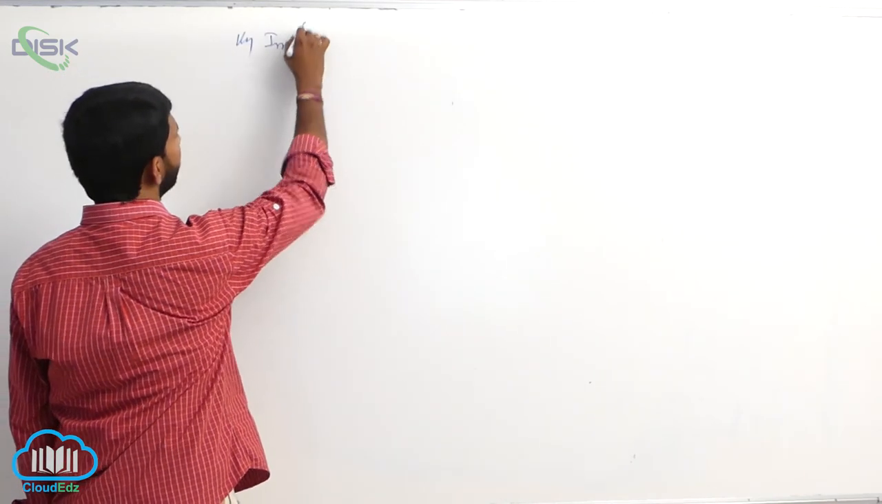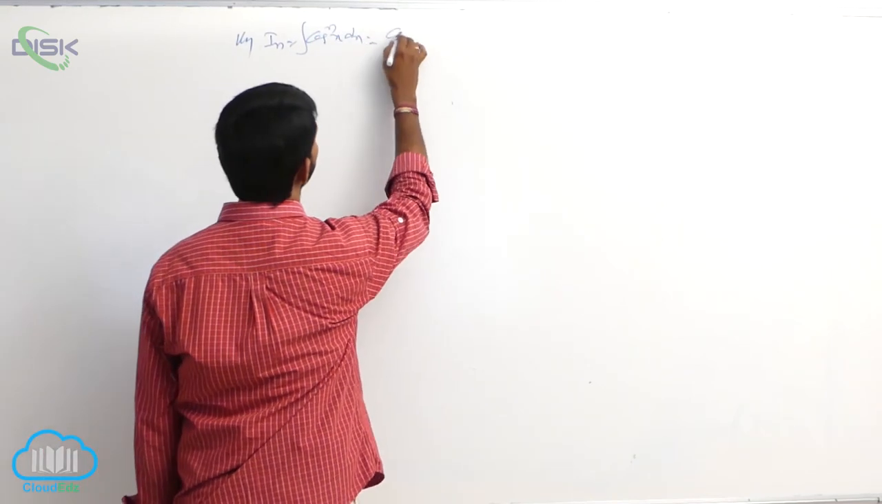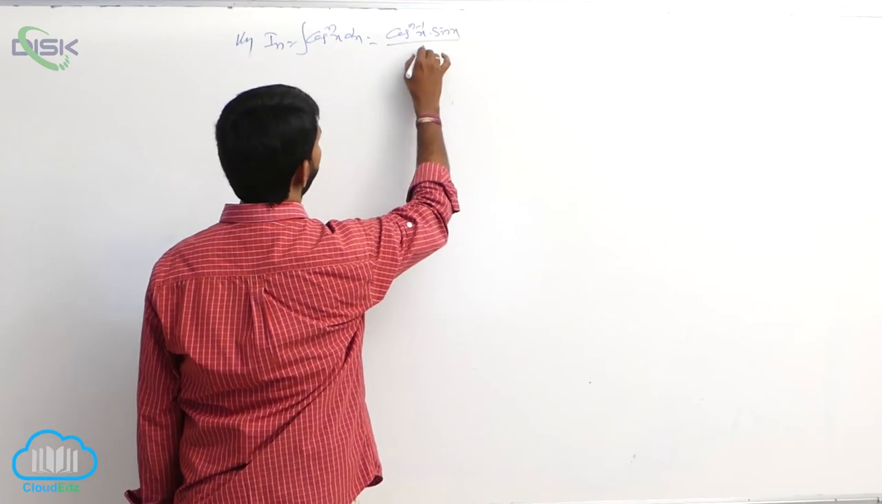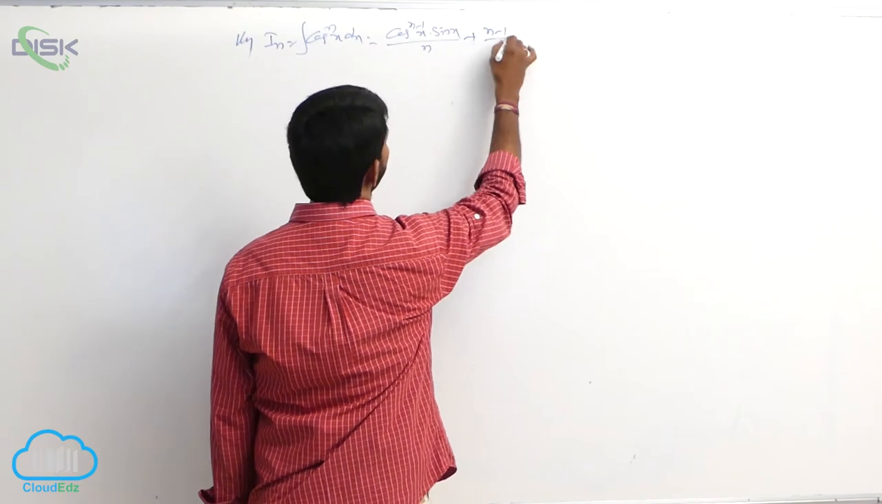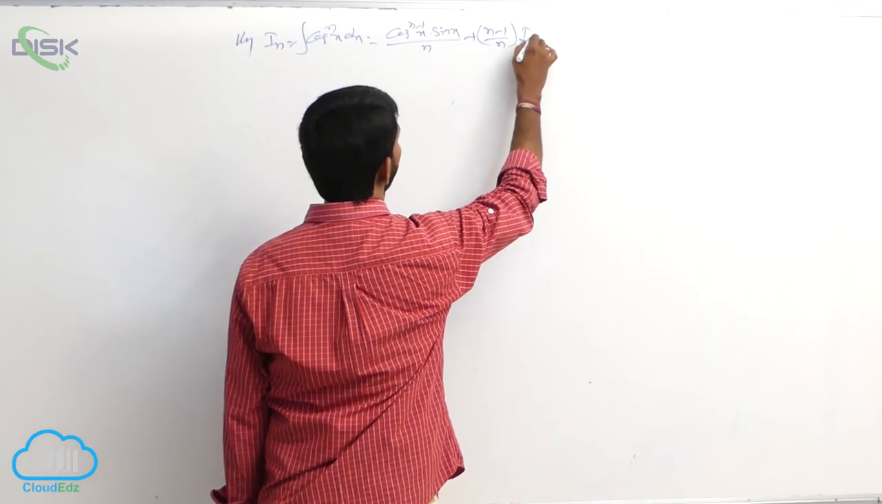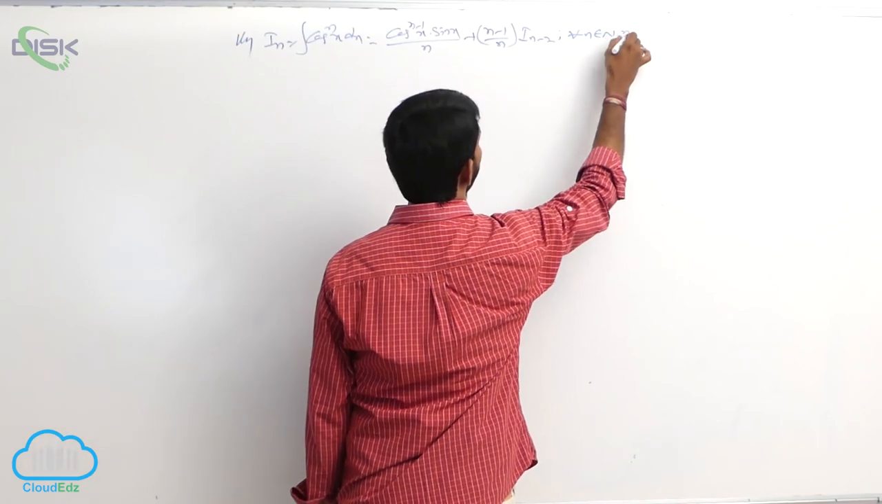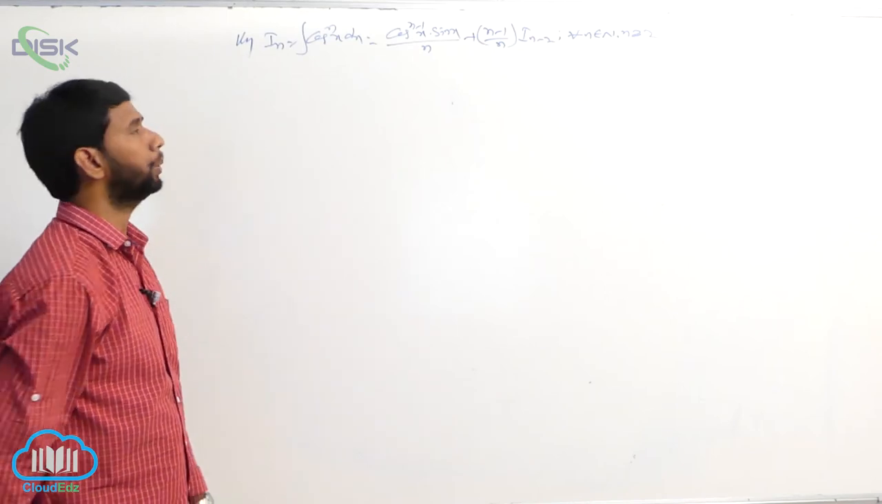Similarly, I_n is equal to the integral of cos^n x dx is equal to cos^(n-1)x sin x by n plus (n-1) by n into I_(n-2), for all n belongs to N, n is greater than or equal to 2.